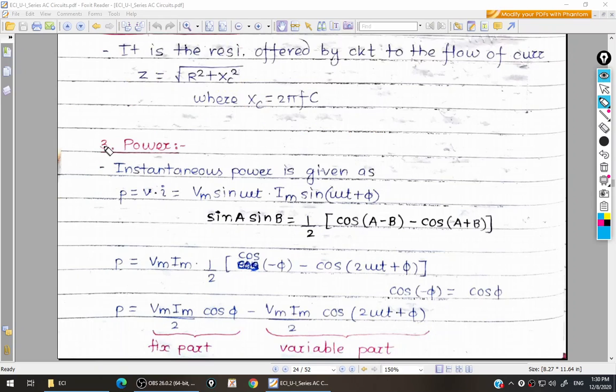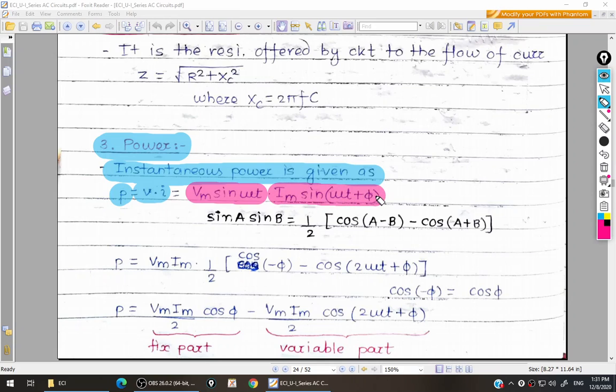Now our next parameter is power consumed in the circuit. Power can be of two types: one is instantaneous power and another is average power. Instantaneous power is indicated by small letter p. If p is small, it means it is an instantaneous power. It is the multiplication of voltage and current. We already know the equation of voltage and current. Voltage is Vm sine omega t, and current is leading, so Im sine of omega t plus phi indicates that current is leading.